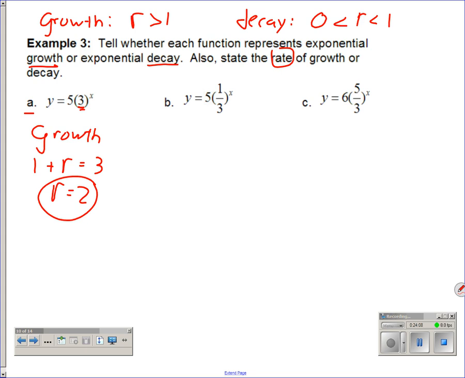All right, what about the next one? So growth or decay? Decay is a fraction. Good. All right, 1/3 is a fraction that's less than 1. It's decay. How do I figure out what my rate is?